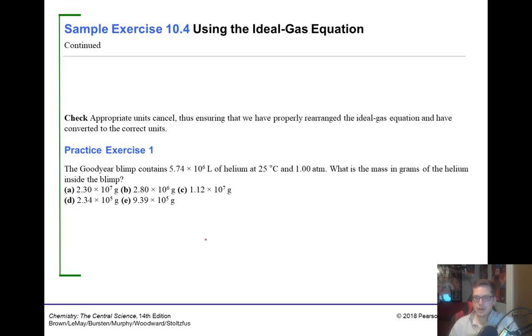All right, so let's do a practice problem here. It says the Goodyear blimp contains 5.74 times 10 to the 6 liters of helium at 25 degrees Celsius and 1 atmosphere. What is the mass in grams of the helium inside of the blimp?